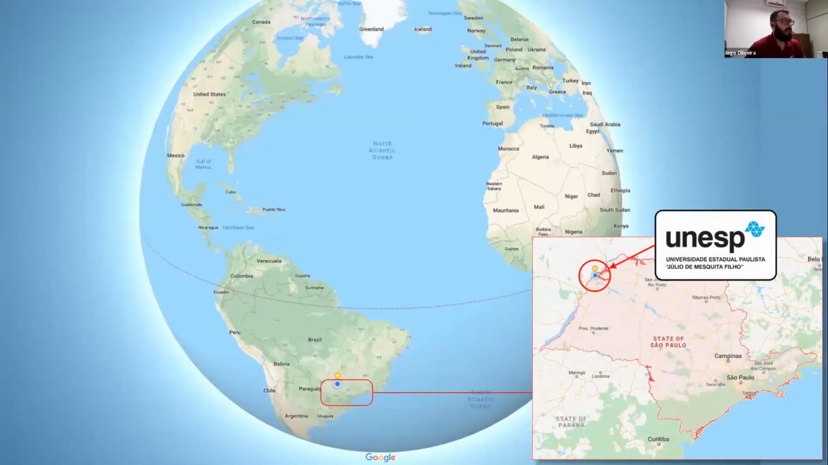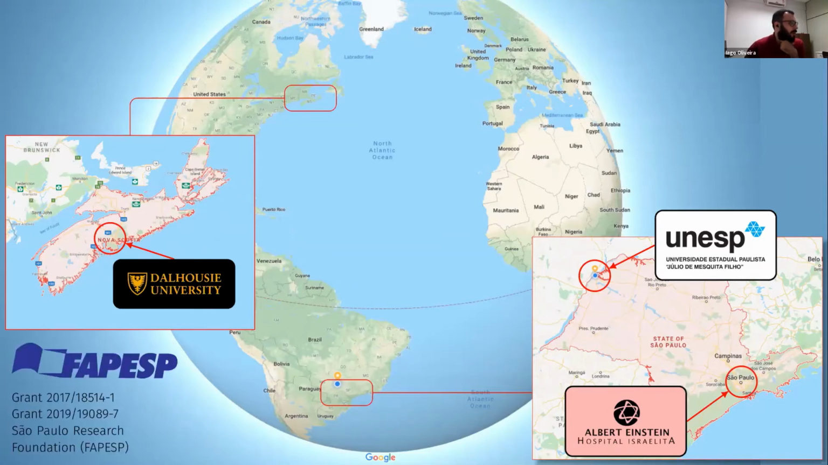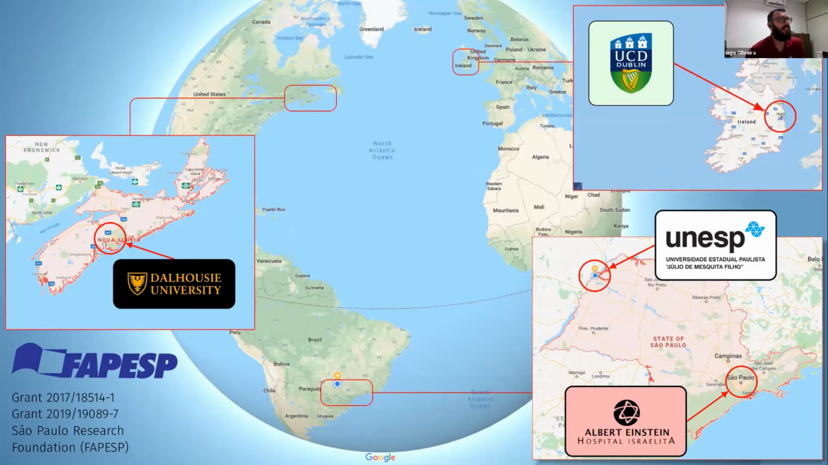Before that, I think it's always important to introduce where we come from. I'm from São Paulo State University in Brazil, and I'm doing my PhD working on the simulation of intracranial aneurysms, FSI of intracranial aneurysms, in partnership with the Albert Einstein Hospital in São Paulo and Dalhousie University in Canada. We're currently funded by FAPESP, the São Paulo Research Foundation, and this particular work that I'm going to present today, I did last year when I was working with Professor Cardiff in Dublin.